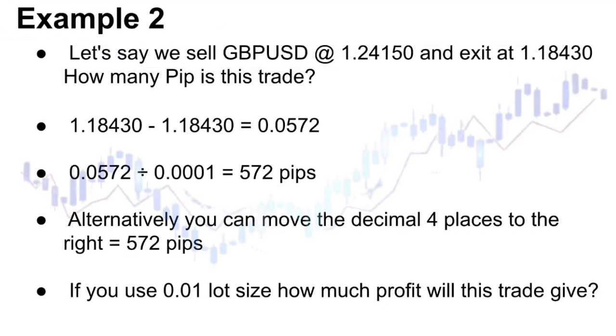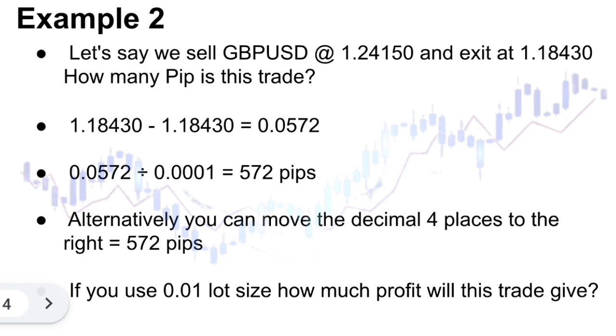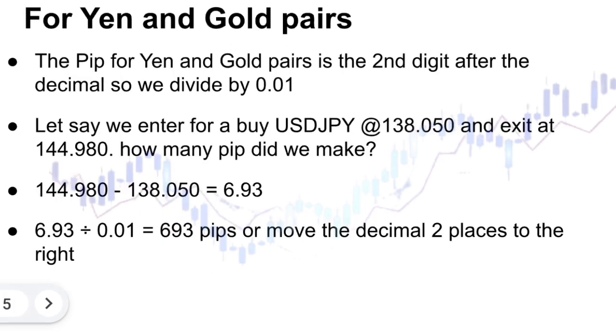So let's move on. What we need to check now is the next thing here. So we said there's an exception, which is for the gold and yen pairs, and the exception is that the pip is in the second digit after the decimal, so you divide by 0.01. Like we said, for the other currencies, the pip is the 4th digit after the decimal, but for yen and gold pairs, the pip is in the second digit after the decimal. So you still do the same thing, but the only difference is that you are dividing by 0.01.